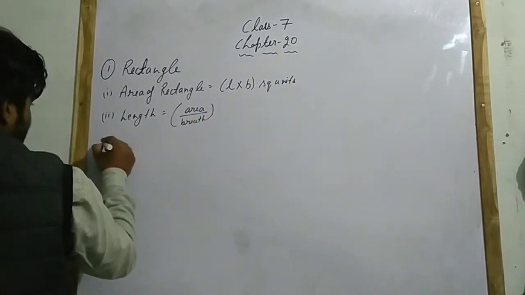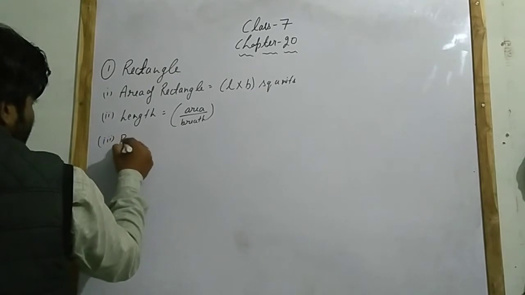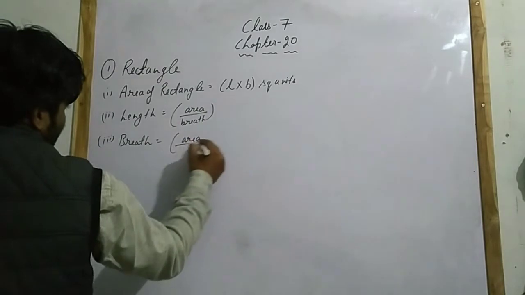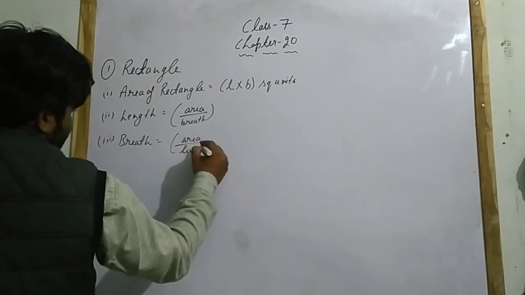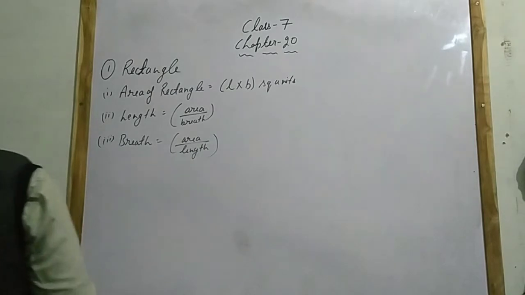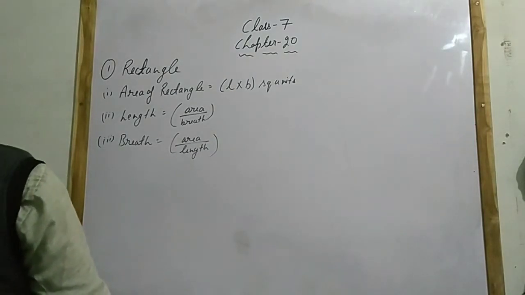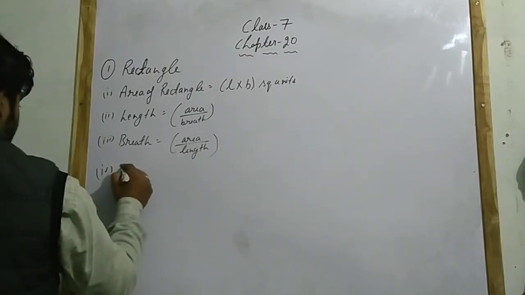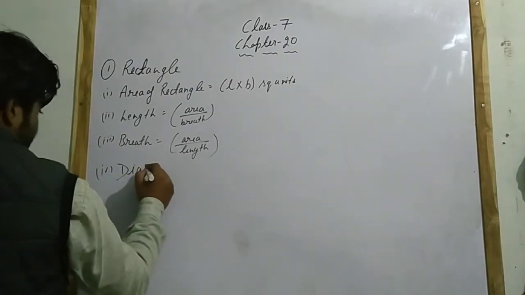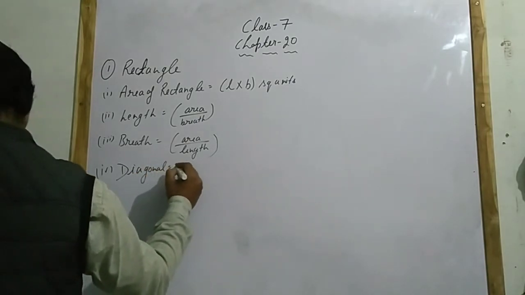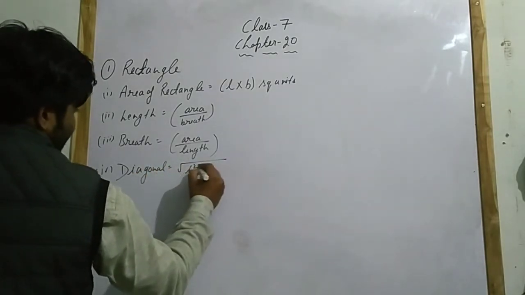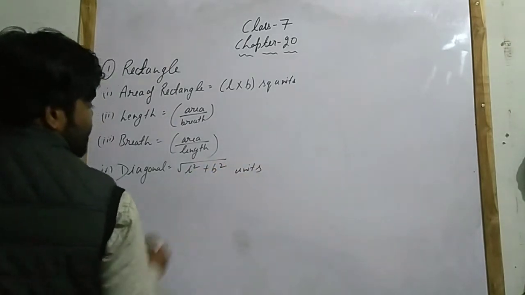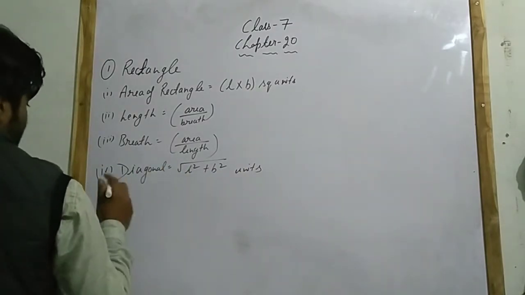Third is, if you have to find the breadth, then area upon length. Fourth one is, if you have to find the diagonal, then formula will be under root L square plus B square, after that your unit. Length square plus breadth square.